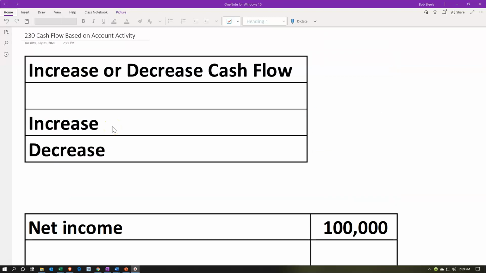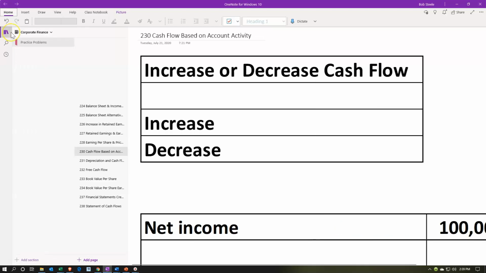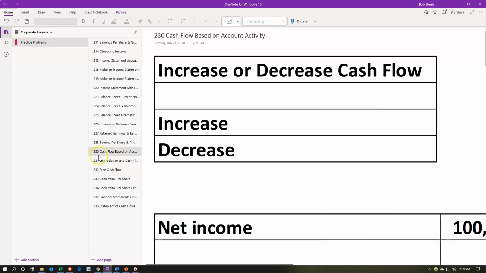Here we are in OneNote. If you would like to follow along, and you're not required to follow along in OneNote, but if you have access and would like to, then we are in the 230 section for the cash flows based on account activities. That's under the Practice Problems tab.